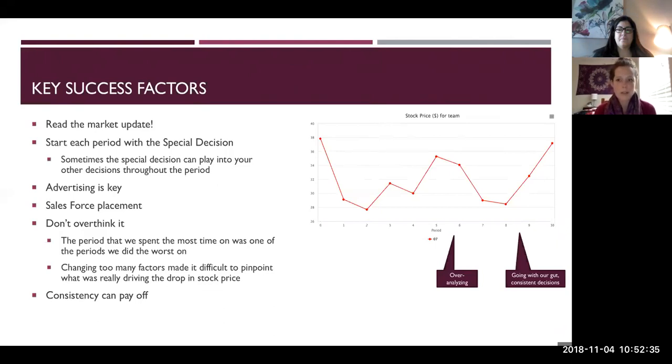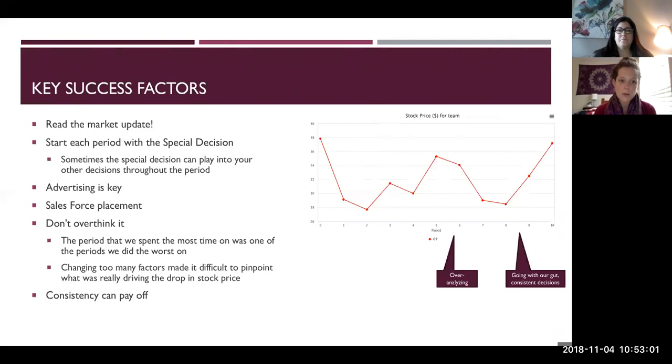So we changed that going forward. As you can see, periods 8, 9, and 10 is when we really were consistent with our advertising and put more advertising on All Around than All Around Plus, and that led to increased sales and stock price. So we found that sales force placement was also crucial to align it more accurately to our goals.